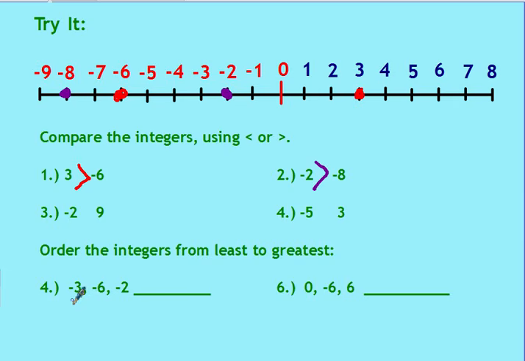When ordering, put those on the number line. -3, -6, and a -2. So all you have to do is read left to right if we're doing least to greatest. So it'll be -6, -3, and a -2.